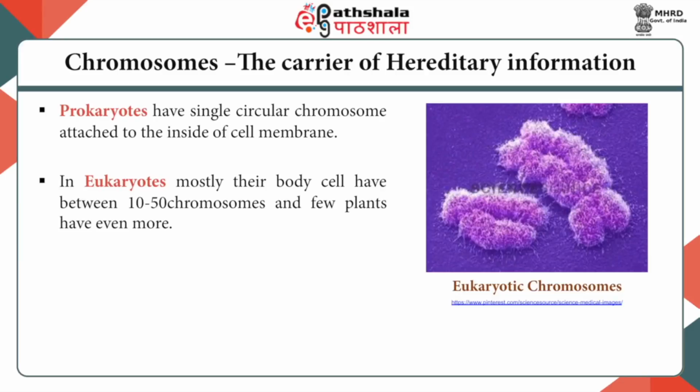Chromosome structure differs in prokaryotes and eukaryotes. In prokaryotes, they have a single circular chromosome attached to the inside of the cell membrane. But eukaryotes have around 10 to 50 chromosomes in each cell. For example, in humans, we have 46 chromosomes in somatic cells, or we can say 23 chromosomes in our germ cells. A few plants have even more than 50 chromosomes.